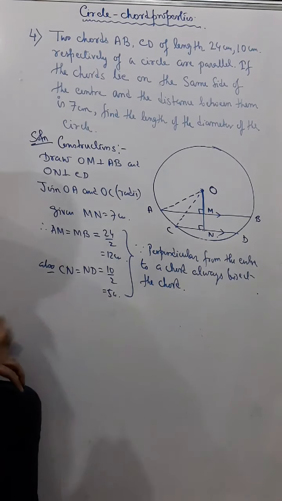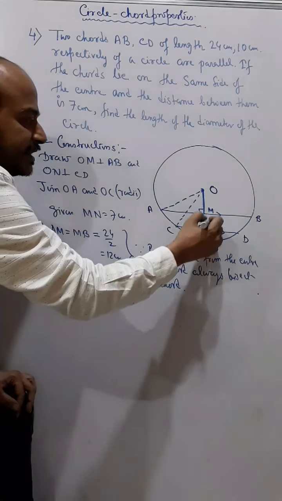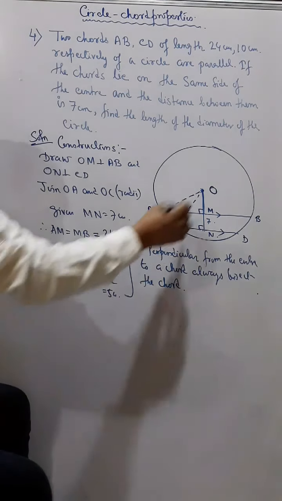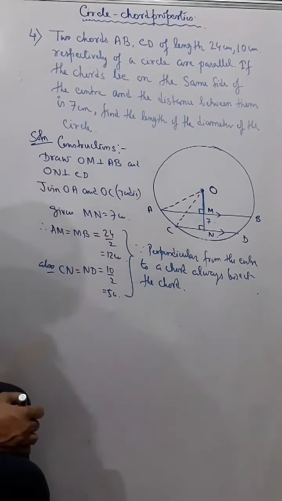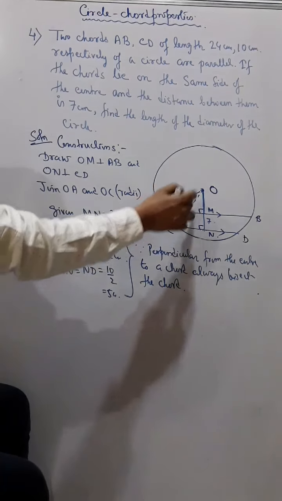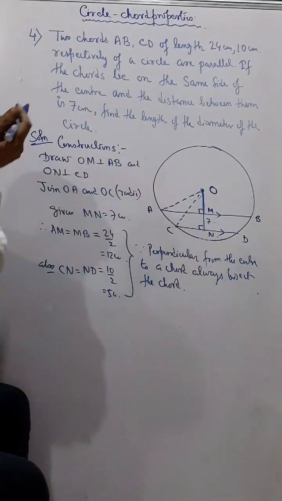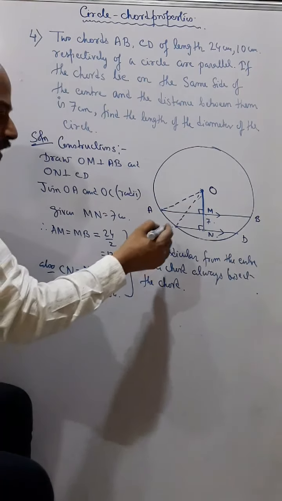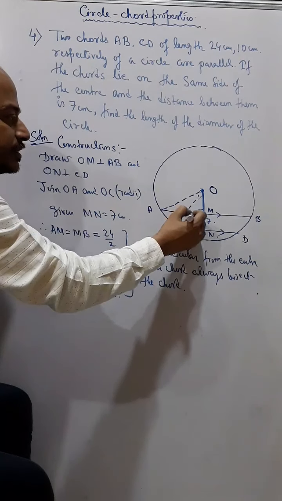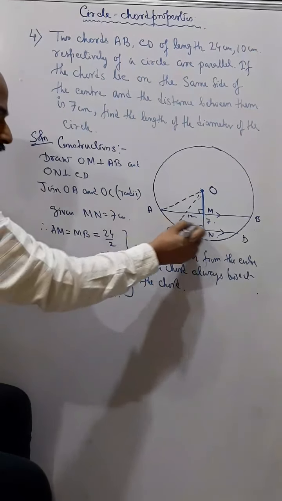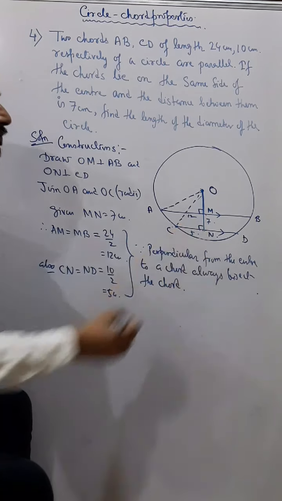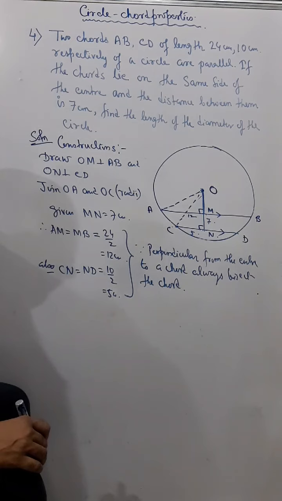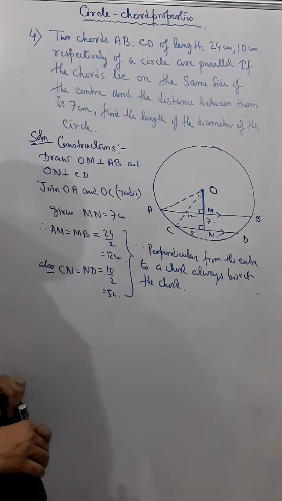So now you can see what we got. So this MN is 7. This OA and OC both are the radius. In fact, we have to find this, right? This AM is 12. So this is 12. This CN is 5. Okay.